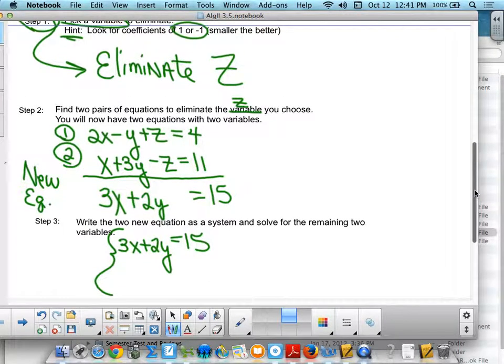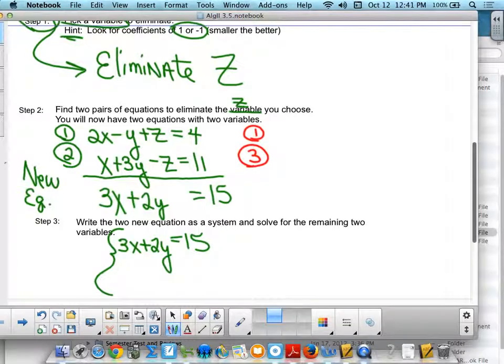Now in step 2, it says, find two pairs of equations to eliminate z. You will now have two new equations with two new variables. I don't have it yet. I still got to pick two more equations. I picked 1 and 2. Now let's pick 1 and 3. Why 1 and 3? Because you got a positive z and a negative z, right? Yeah. So 1 and 3.